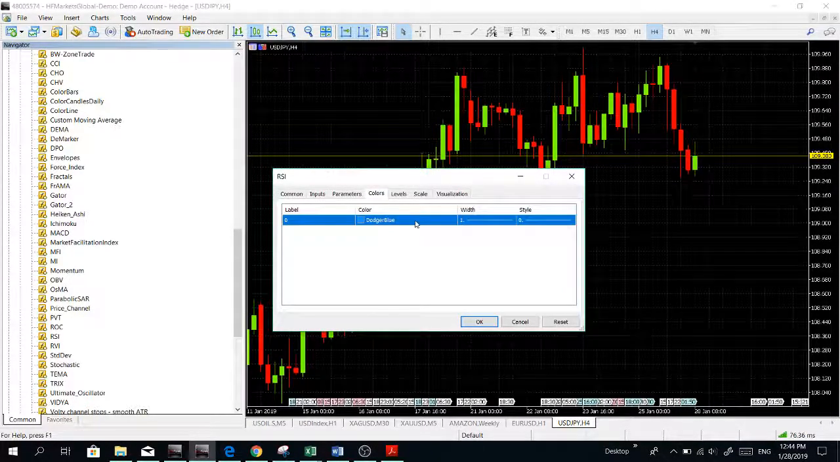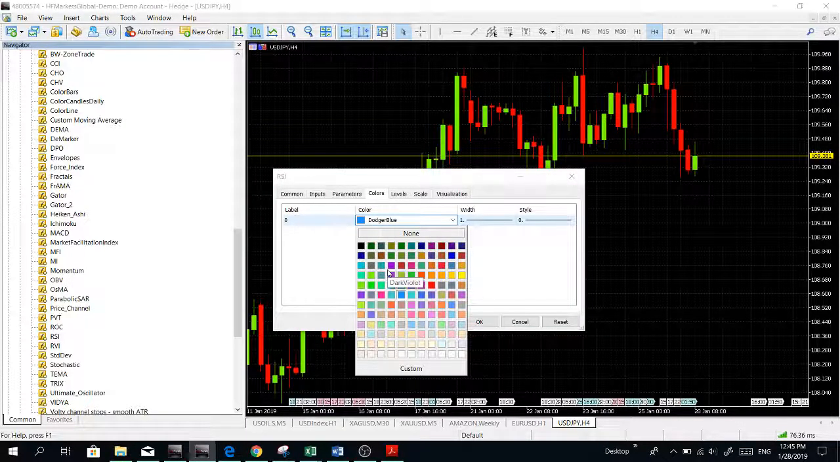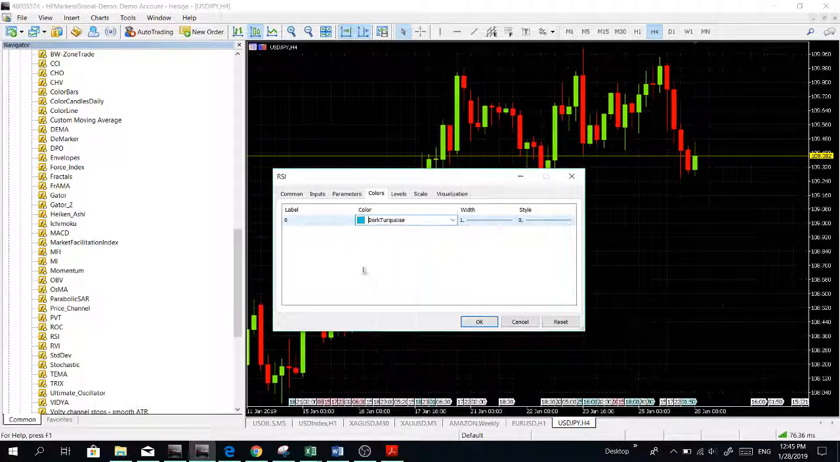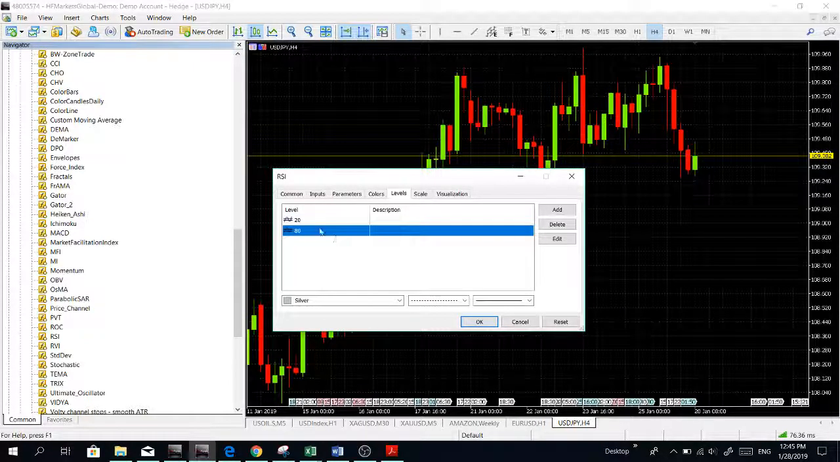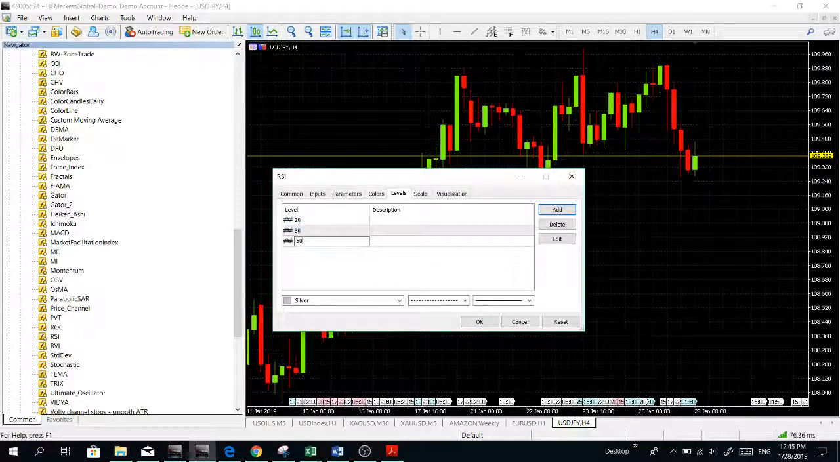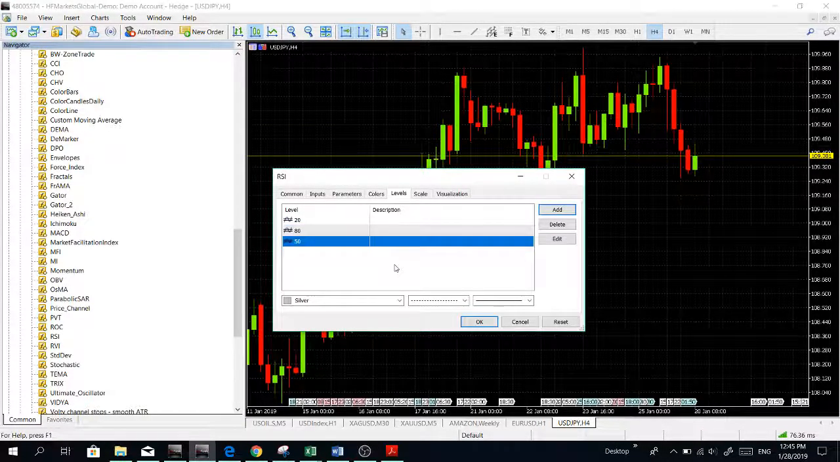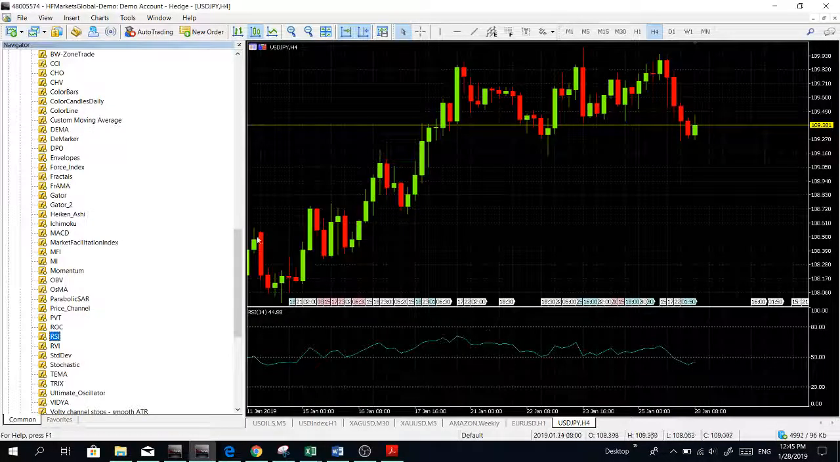The colors, from here you can change the colors. In this background, we can have this blue, which works and shows us. And the levels here, you can check the levels. So 20 and 80, usually I add the 50 as well, which is between the 20 and 80 lines, and it can help you. I will explain why and how the system works.